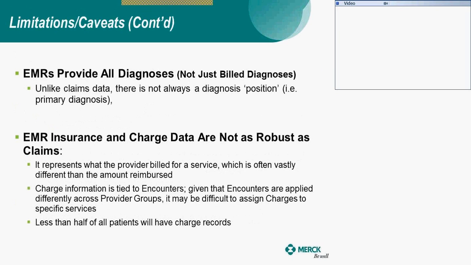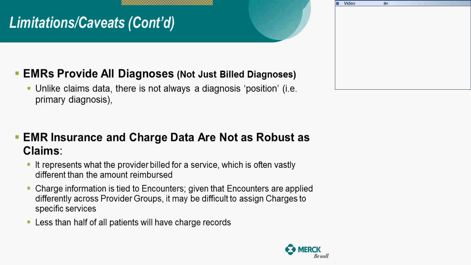The diagnosis. In claims, the diagnosis has to align with what a physician is billing for. In the ERs, it doesn't have to be that way. So in these cases, it's no doubt that this is a primary diagnosis and the others are secondary. So that also may create a limitation as you track the diagnosis of the patient.